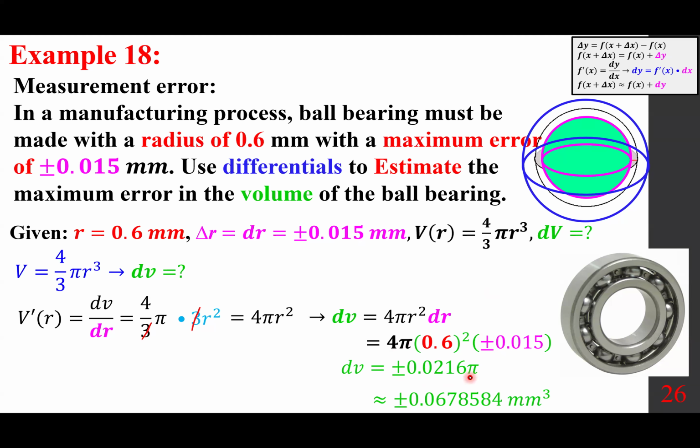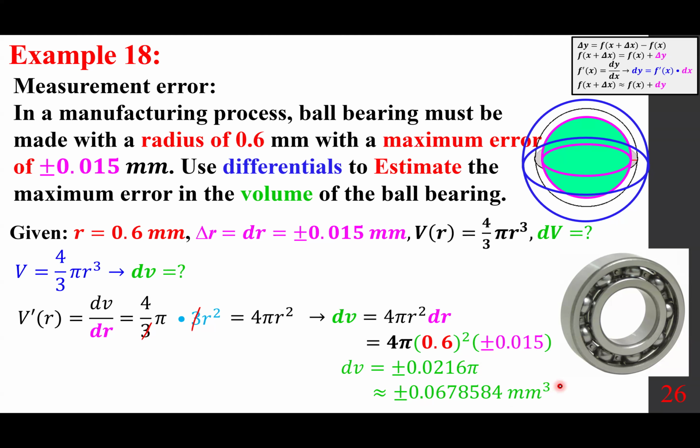Approximation, if you put it into a calculator, gives you plus minus 0.0678584 cubic millimeters. Pay attention. First of all, you have to write the units. Secondly, this is exact as we calculated. This one is an approximation, and you want to be careful with that. When you put it into a calculator, how many decimals? Just follow what they ask you.